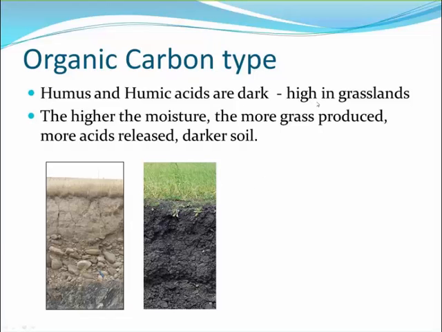Now, in general, in grasslands, we get what are called humic acids, and of course we get humus. Humus actually occurs in all soils, but in grasslands, the humic acids are really, really common. Okay. So again, the relationship between moisture and color and content is very evident in this picture.